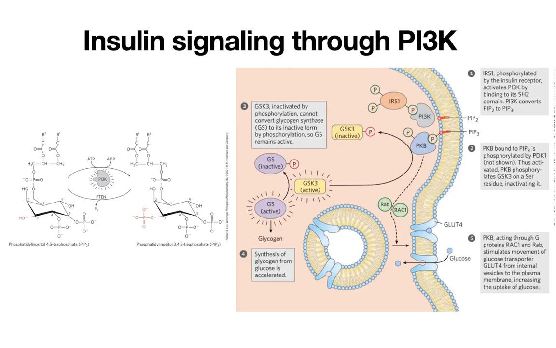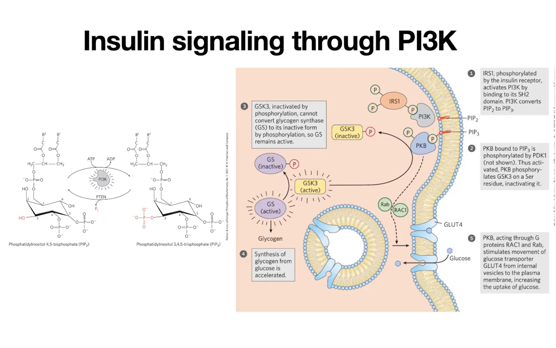In response to epinephrine, remember we said we wanted to break down glycogen. In response to insulin, we're going to want to build up glycogen. So what we're going to want to do is have our glycogen synthase be active. Glycogen synthase is going to be regulated.